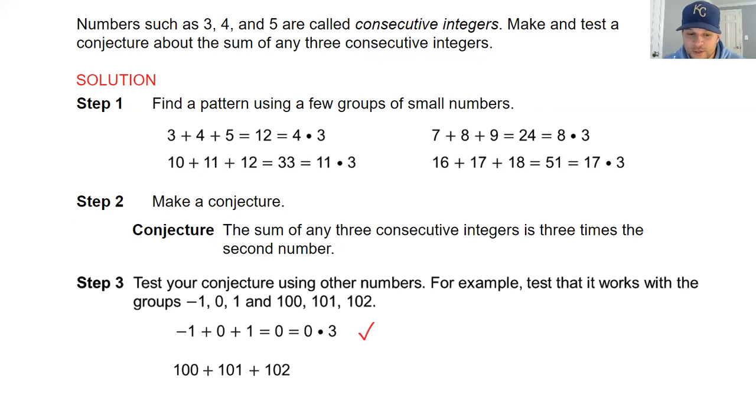Now doing triple digit, you add 100 plus 101 plus 102 to get 303. And we're going to test and see, does 3 times 101 give us that? And yes, it does. So that would be a way to prove the conjecture true, following it onto other sets of numbers.